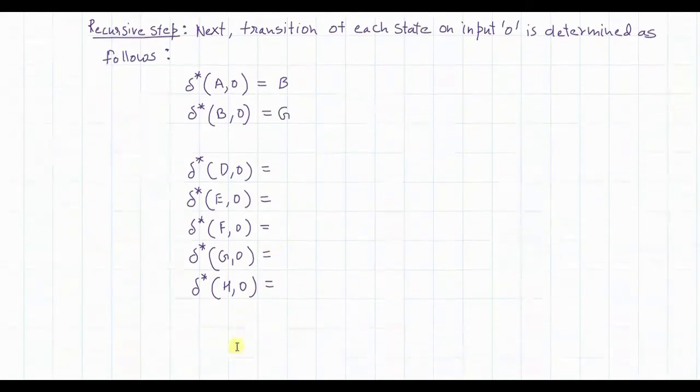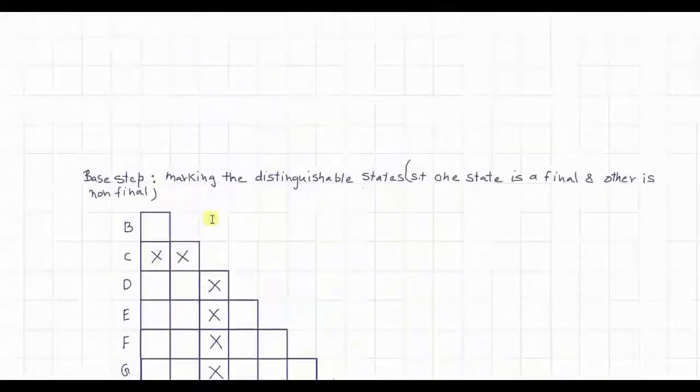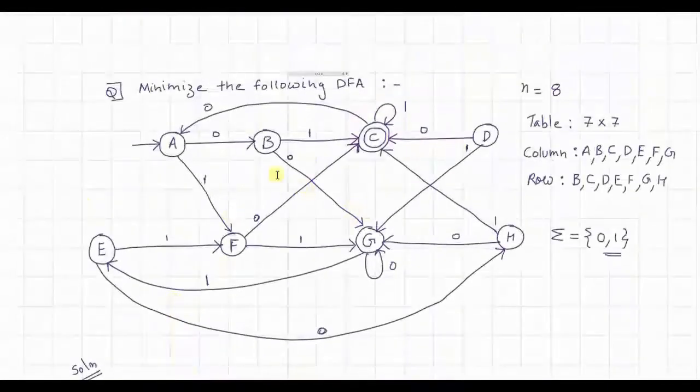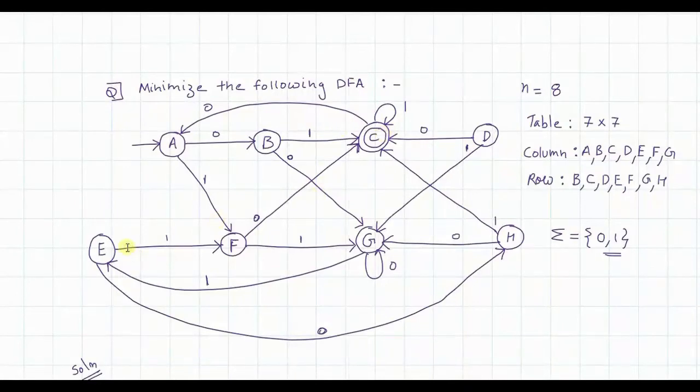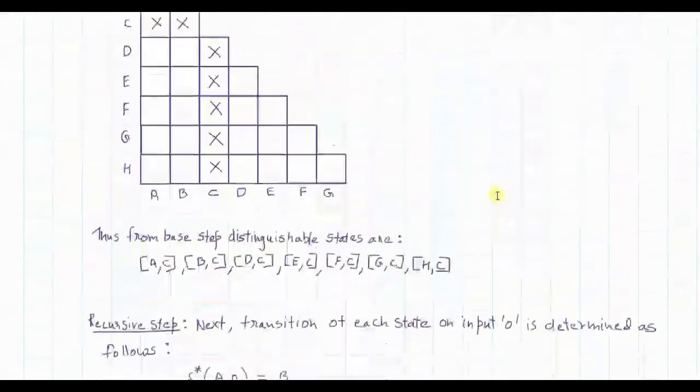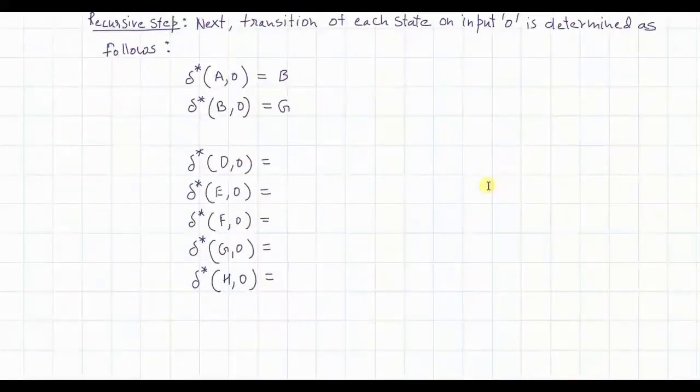D on 0 and E on 0, let's see. D on 0 goes to C and E on 0 goes to H, so both we will write. D on 0 goes to C. Now since C is a final state, just for me to understand, I will mark it with star. Star means C is a final state. E on 0, we just saw, it goes to H.